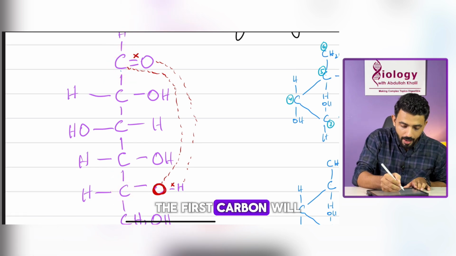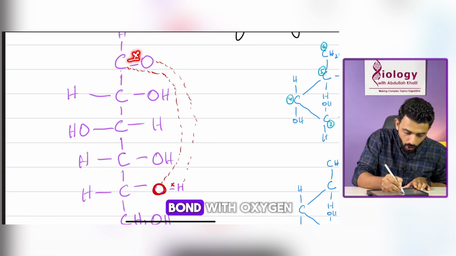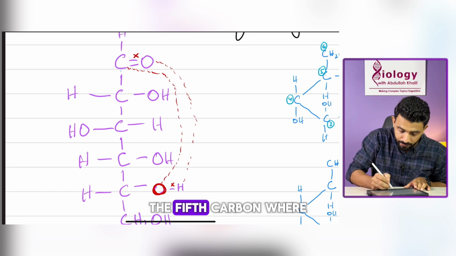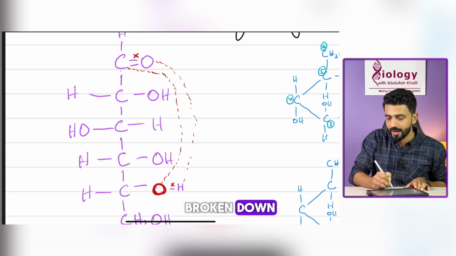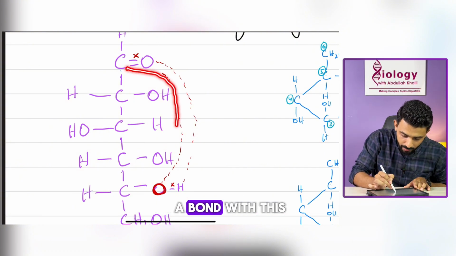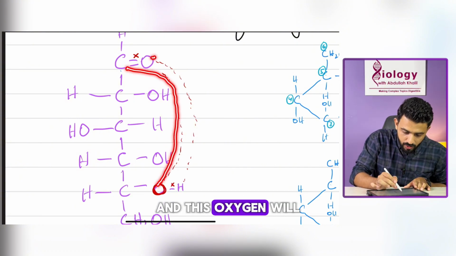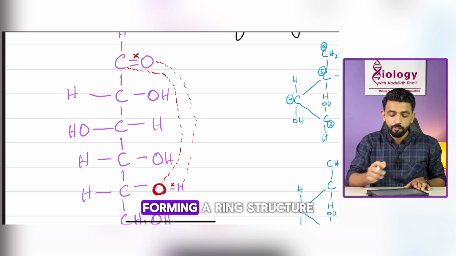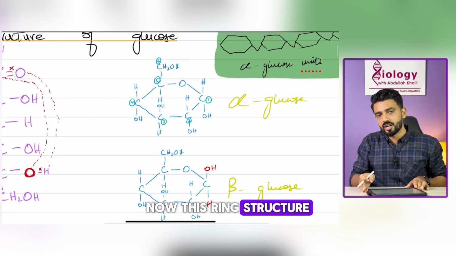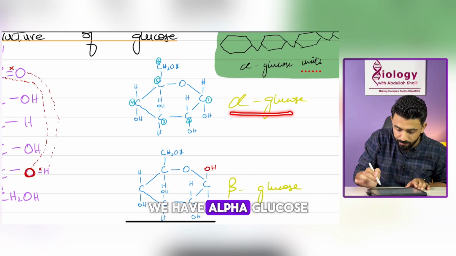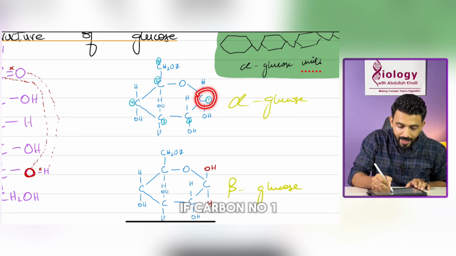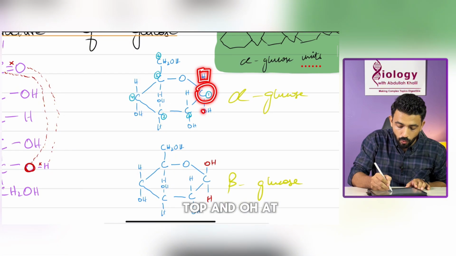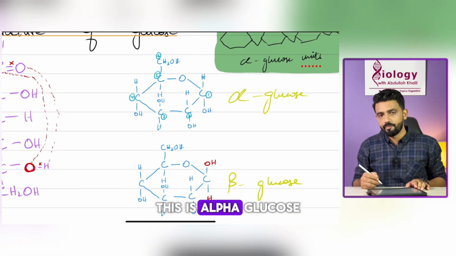The first carbon will break one of its bonds with oxygen. The fifth carbon, where we have OH, the bond between O and H will be broken. This carbon will make a bond with this oxygen in turn, and this oxygen will make a bond with hydrogen, forming a ring structure. Now this ring structure could be of two types. We have alpha glucose and beta glucose. If carbon number 1 has H at the top and OH at the bottom, this is alpha glucose.